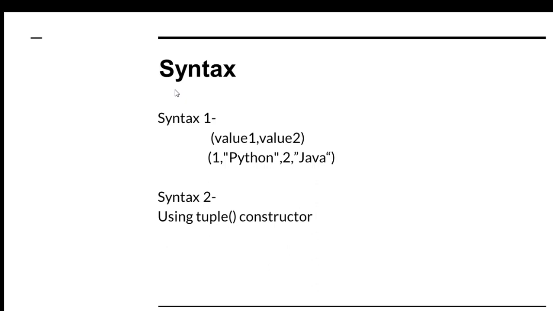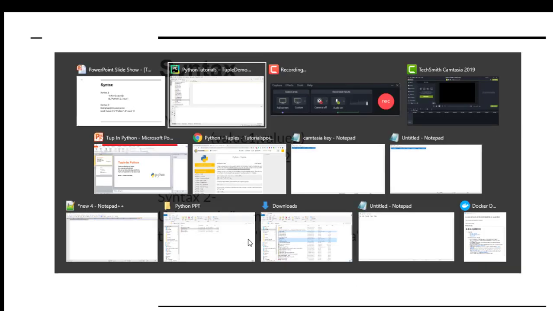Here also we'll see how we can create a tuple with the help of the tuple constructor. Here you just need to say tuple, and in the constructor you have to provide a list. In that list you can provide the values separated by comma. Very easy. We'll see one by one. So let's go back to PyCharm.